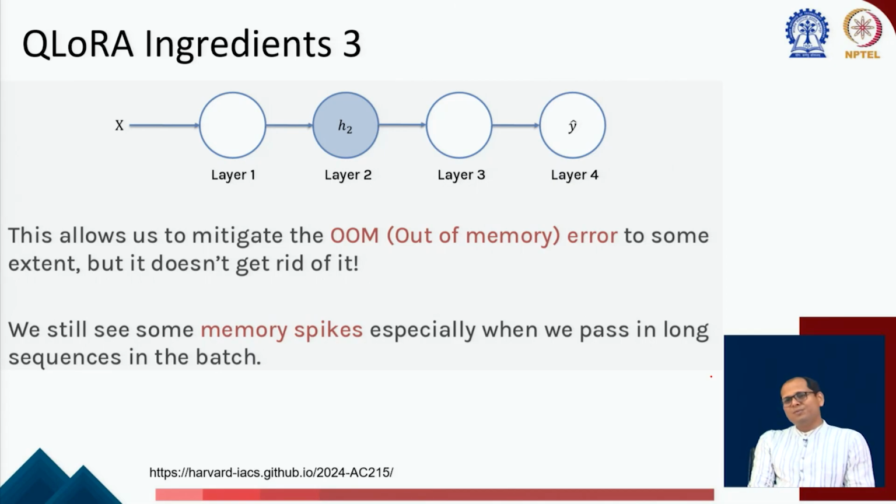This allows you to get rid of the out-of-memory error to some extent, right, but not completely, because the activation, as we saw, depends on many things, including the sequence length. There may be some long sequences in the batch, and this may impact the memory that is being used, and you may have memory spikes in certain sequences that are very, very long.